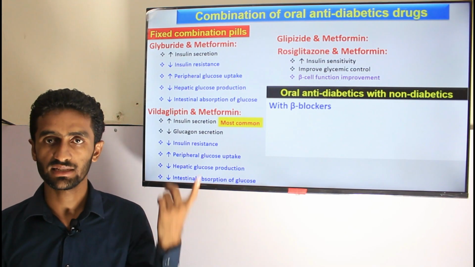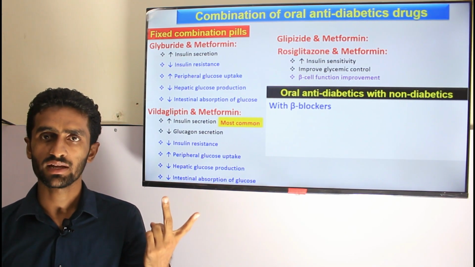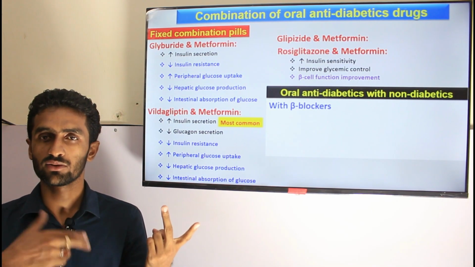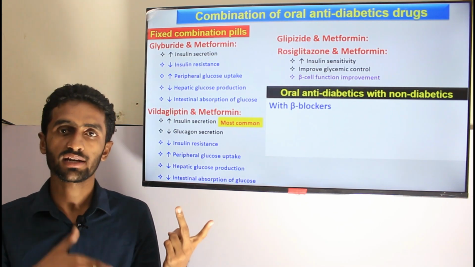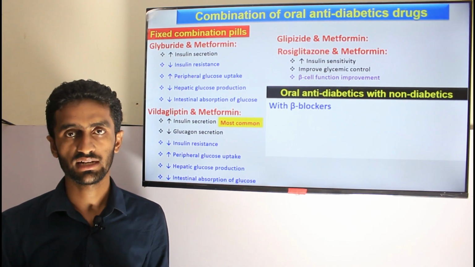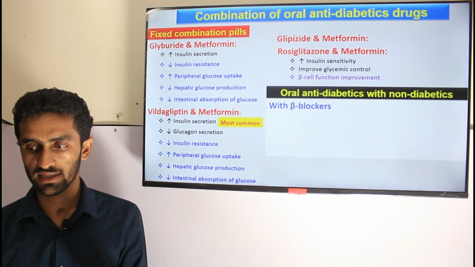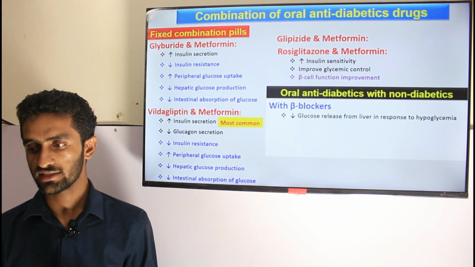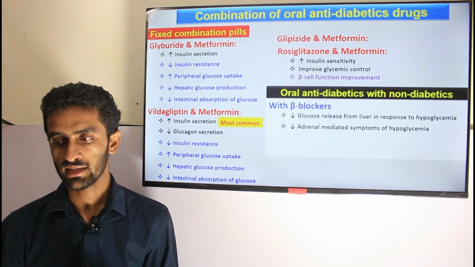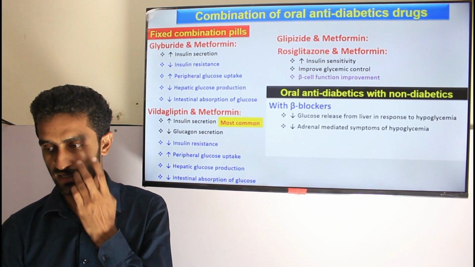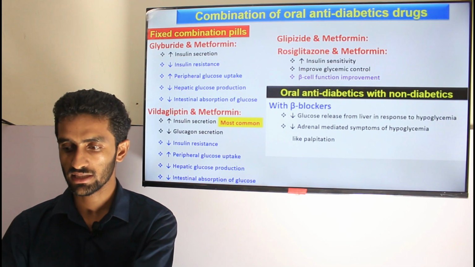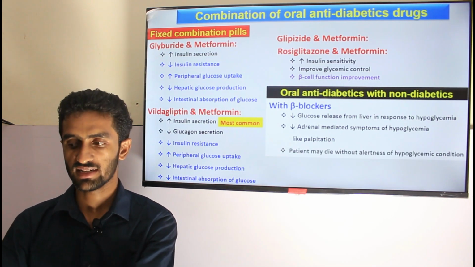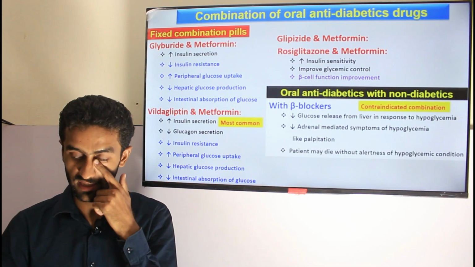The other problem is when there is hypoglycemia, normally there will be increased glucose release from the liver. Beta blocker also decreases the glucose release from the liver. So these are the two major problems with the beta blocker. That's why this combination is contraindicated. It decreases the glucose release from liver and decreases the adrenal-mediated symptoms of the hypoglycemia like palpitation. So the patient may die without the alertness of the hypoglycemia. So this is a contraindicated combination.